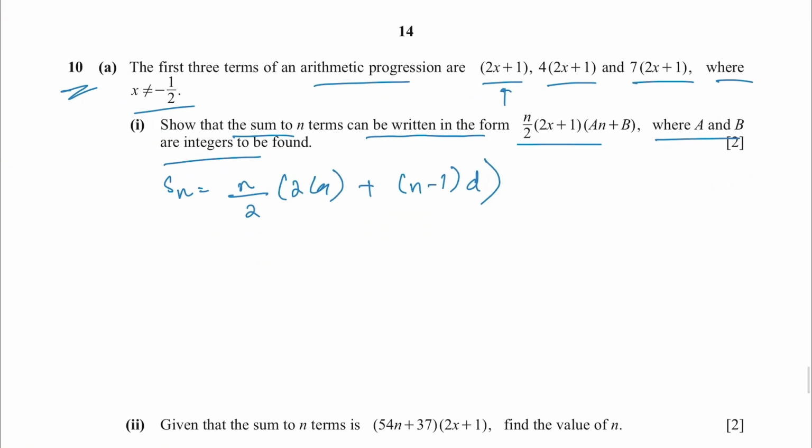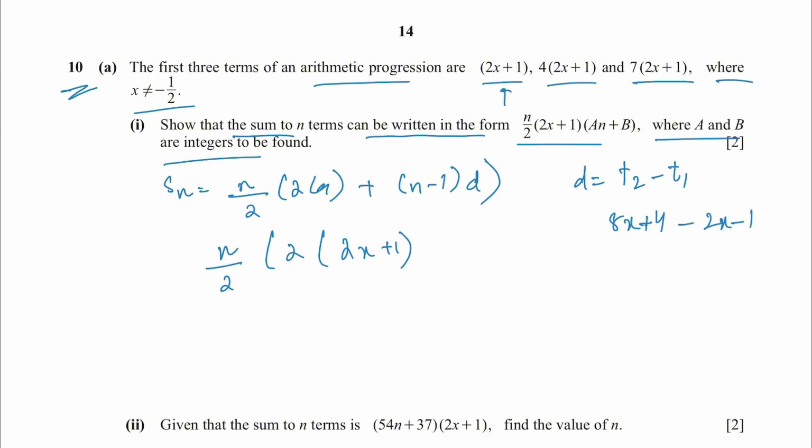Now we have our n as n; the n would remain as n. We have our a as 2x plus 1. We can calculate the difference first. That would be term 2 minus term 1. Our term 2 was 4 into 2x plus 1. We can simplify it and write it. So this would be 8x plus 4, subtracted by 2x plus 1. So we get our difference as 6x plus 3. So this would be n minus 1 times 6x plus 3.